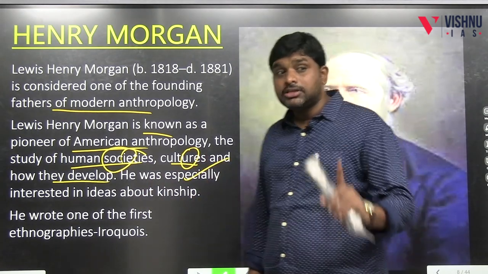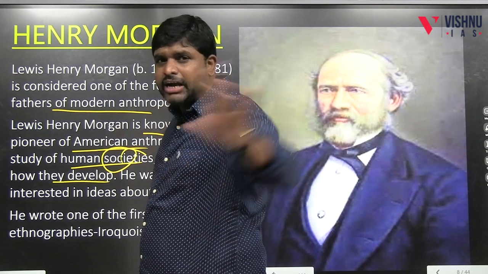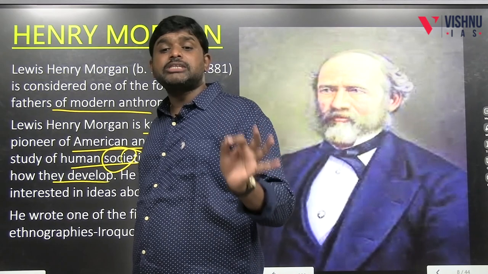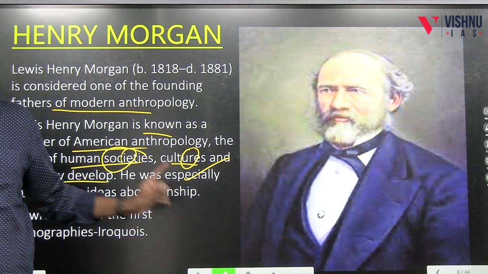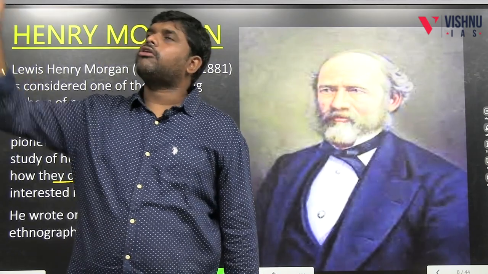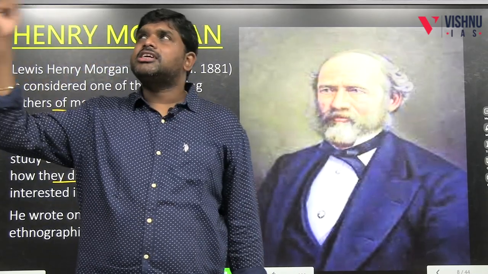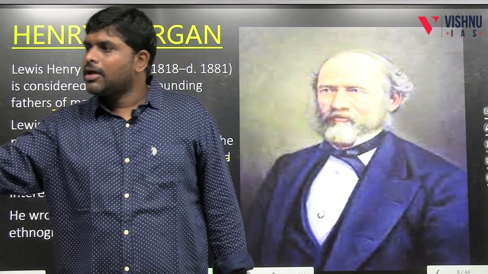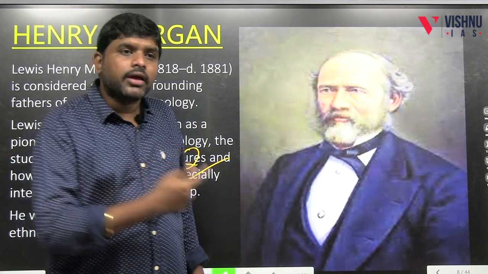He was especially interested in, this is most important, one idea. For every anthropologist, one idea will be there, and they developed that idea. For example, E.B. Taylor's idea is religion. E.B. Taylor is famous for being a person who studied exclusively the evolution of religion. Henry Morgan is the person responsible for exclusively studying kinship. What is kinship, sir? Relatives. How do I call the relatives? My father, sister, how do I call? My mother's brother, how do I call? My mother's sister, how do I call? My father's brother, what do I call? It is called kinship terminology. The first person who studied these relatives, how these relatives came into existence, how these kinship terminologies are given, was studied by whom? Henry Morgan.